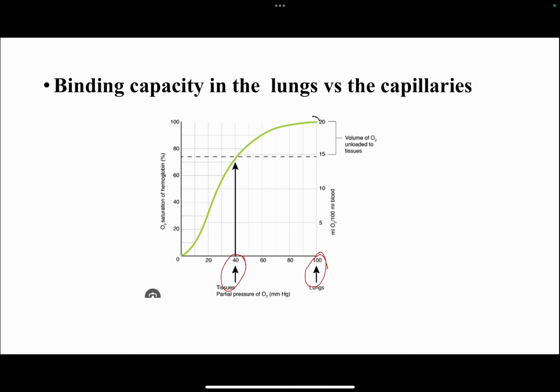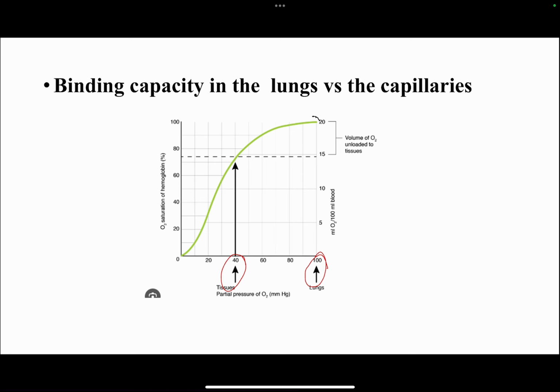The increased oxygen concentration stimulates hemoglobin saturation with oxygen, and as a result of that, oxygenated hemoglobin is created, which allows for the effective oxygen delivery between the lungs to the rest of the body.